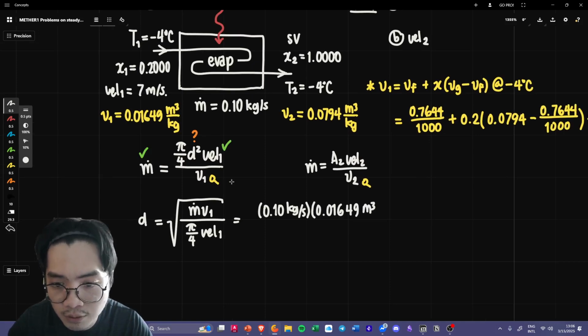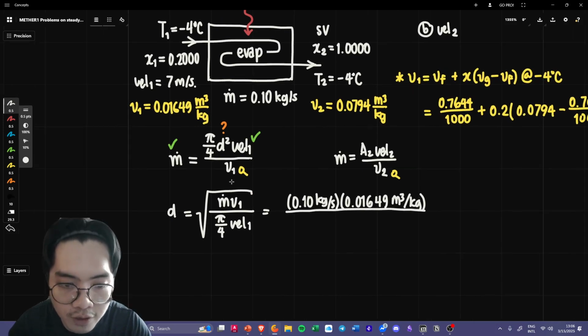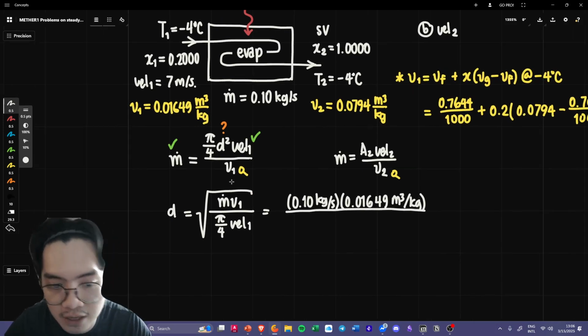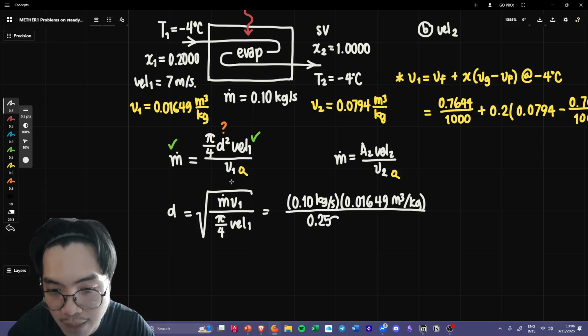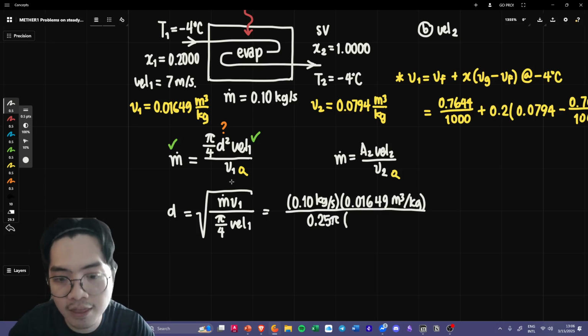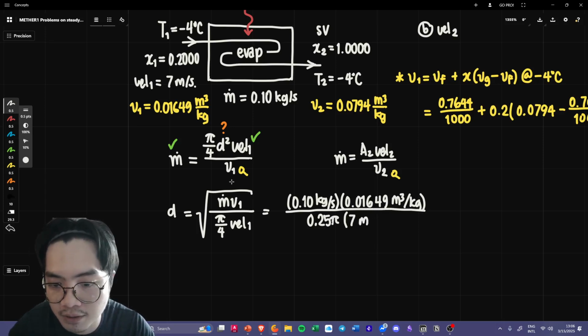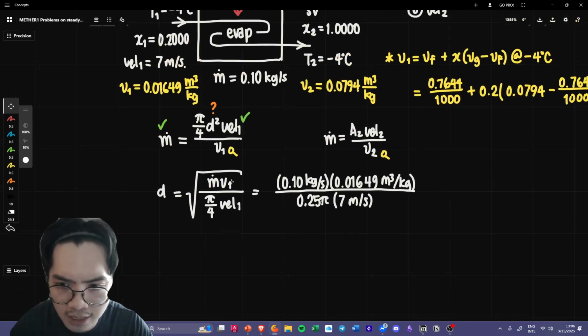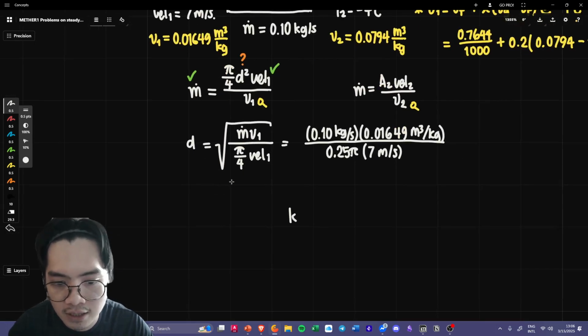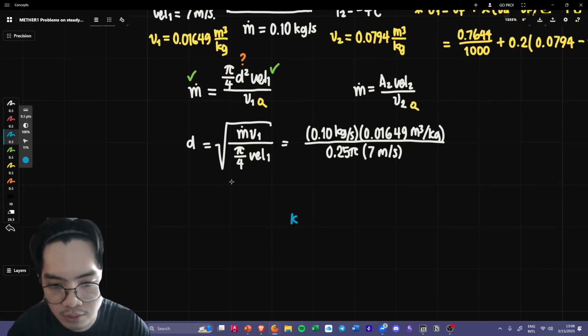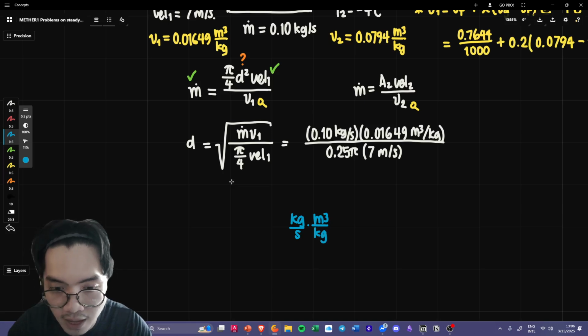0.01649 meter cube per kilogram, all over, right? What I do here for pi over 4, I just put this in the calculator. Instead of pi over 4, I put 0.25 pi. It's the same thing. And then your velocity is 7 meters per second. Let's just check if everything tracks. Kilograms per second over meter cube times meter cube per kilogram, cancel. All over meter per second.